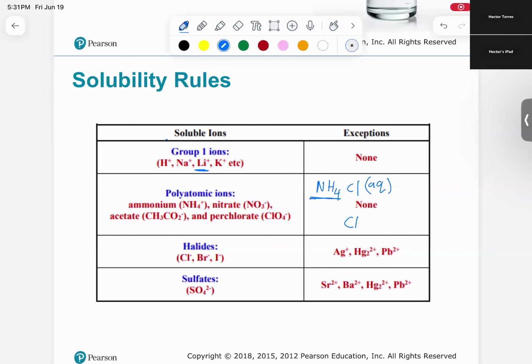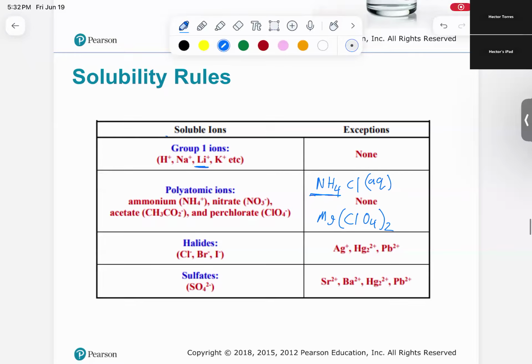Another example, let's do perchlorate. Perchlorate is ClO4, and let's put Mg on there. First of all, we know that perchlorate has a charge of -1, Mg has +2, so don't forget, we have to have 2 molecules of ClO4. Anyways, for solubility, we see that this one has no exception, so it's always going to be aqueous. For those four polyatomic ions, no matter what they are bound to, they are always going to be aqueous.